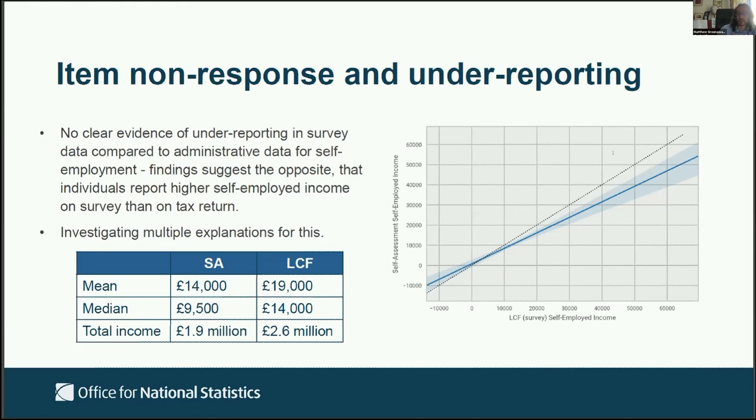We can see some evidence of that in the linked self-assessment survey data. But the headline here is that we can't see any evidence of underreporting of top incomes being caused, particularly by self-employment income at least.